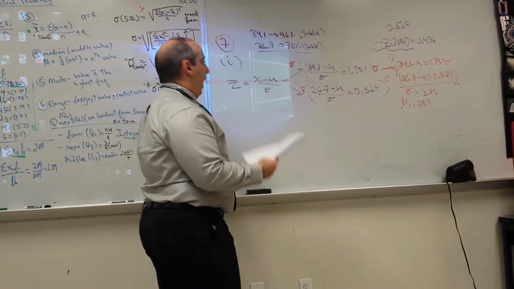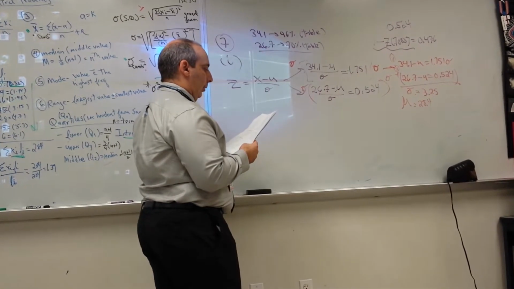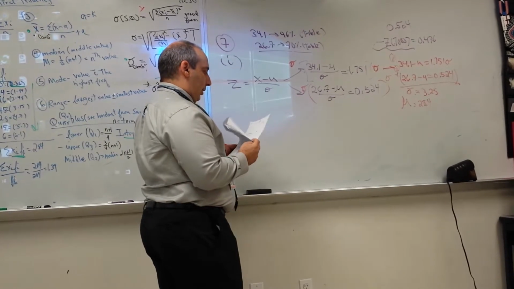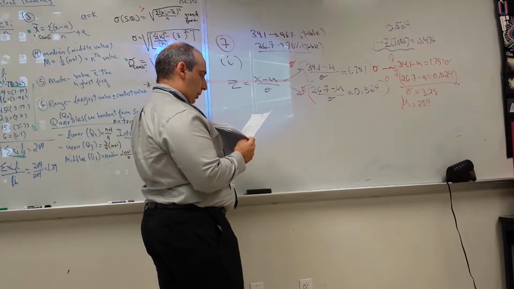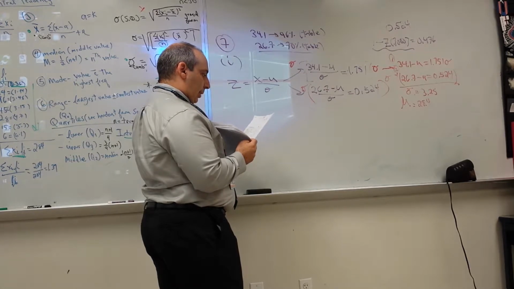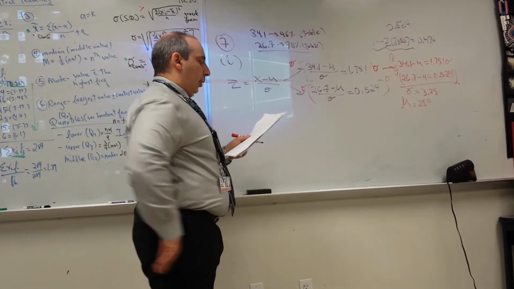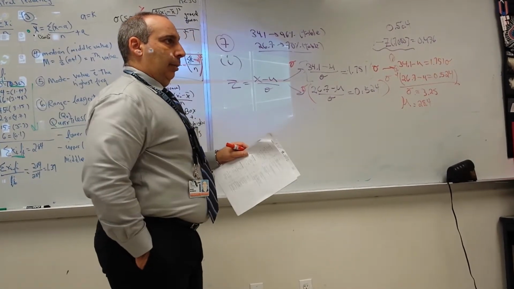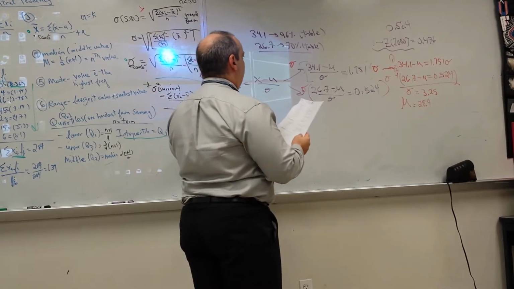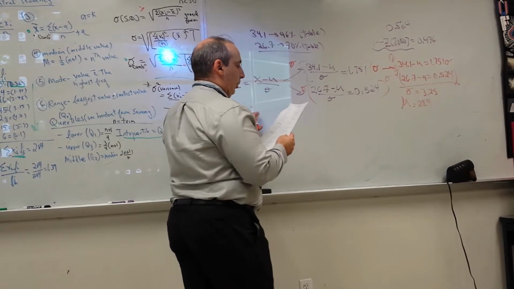All right, so that's part I. Now I've got to do part II. Part II asks: find the probability that a randomly chosen salmon is 34, to the nearest centimeter. So this is the one where you have to go half and half, because you have 34, so they're going to figure out everything in between 34.